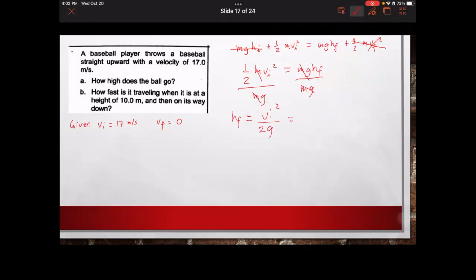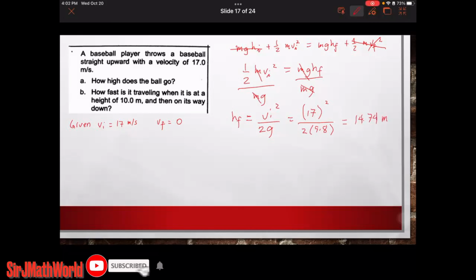So this will be equal to ang ating initial velocity is 17, then squared over 2 times 9.8. So magkakaroon tayo ng sagot na 17 squared, then divided by 2 times 9.8. Anyone, what will be the answer? 14.74 po. 14.74, and this will be in meters. Okay, so that's how to get the height.